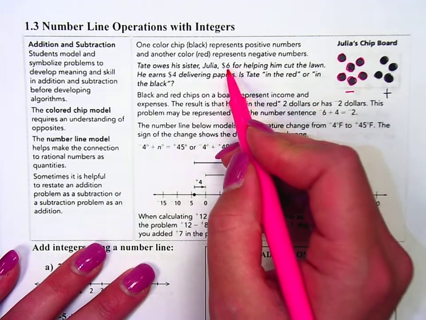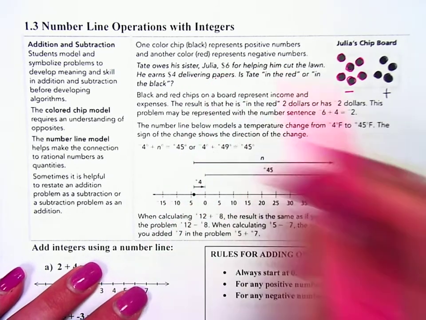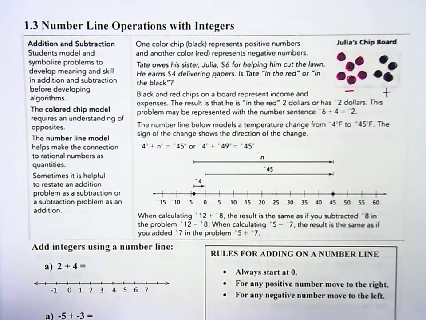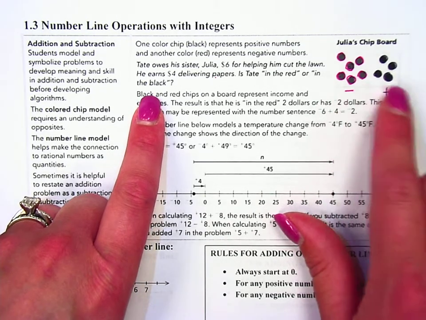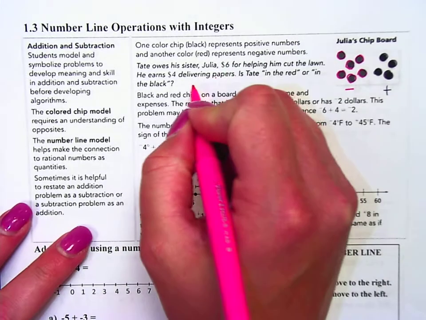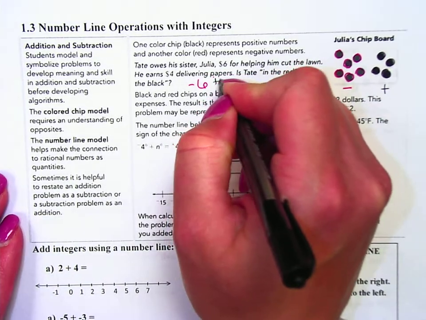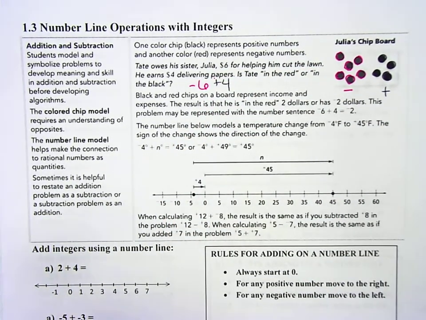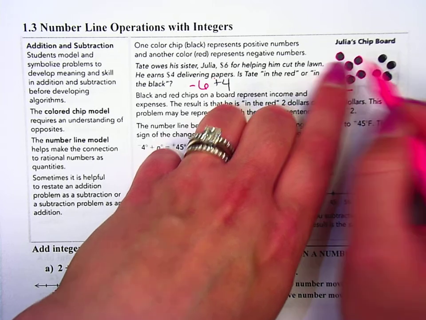Okay, so if it says Julia gets $6 for helping him cut the lawn, and he earns $4 for delivering paper, we can use our black and the red chips to represent this situation. So Julia asked for $6 from him, so we would count those as negatives, but then he got a positive $4 for delivering papers. So in the end, our positives and negatives cancel. A negative and a positive cancel each other out.